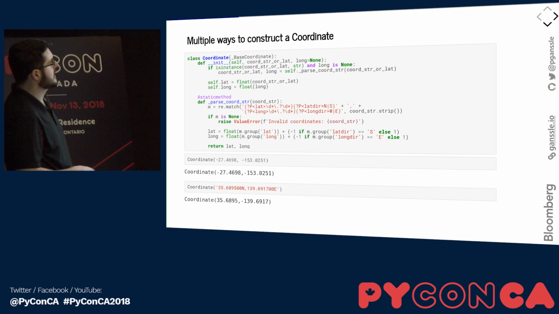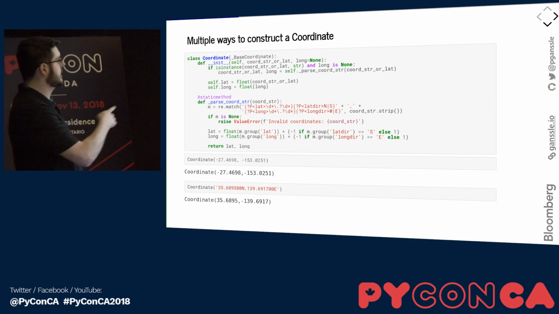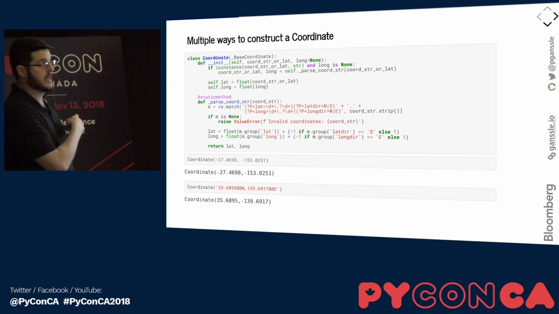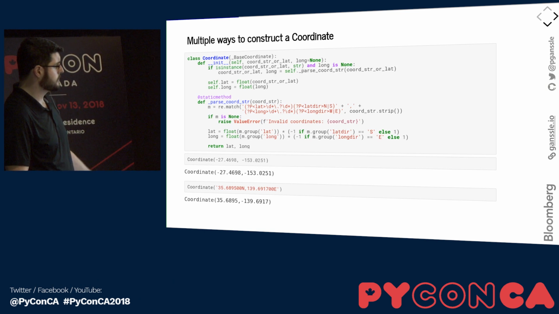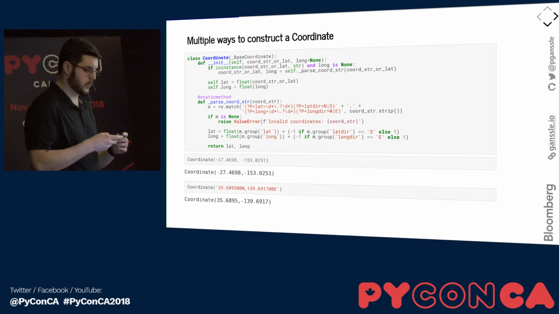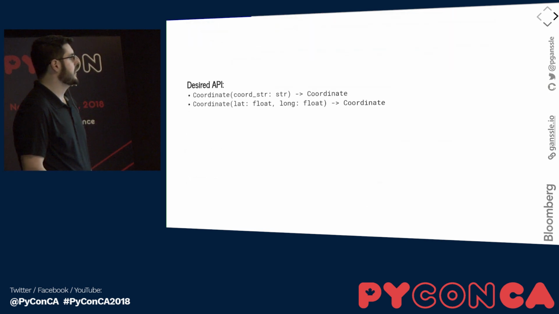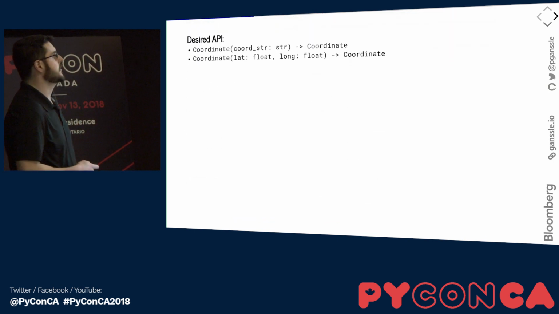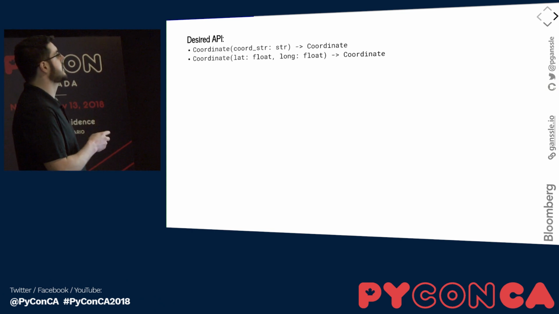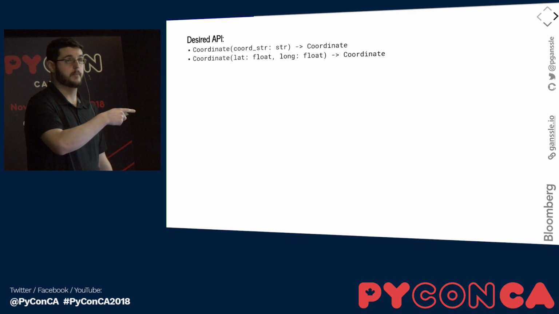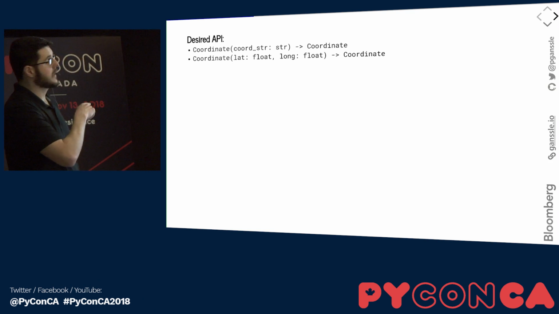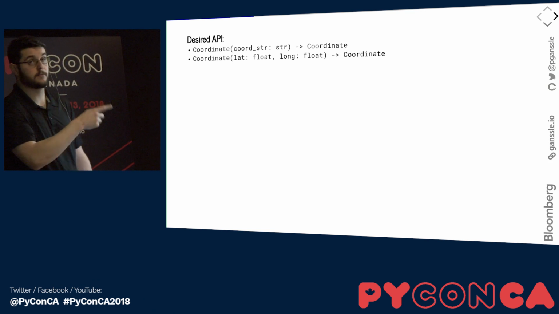I have this little isinstance check, and it works, right? If I pass it 2 floats, it'll give me a coordinate back. If I pass it a string, it'll do this little parsing and give me back the good coordinate, right? But if you notice, when we're thinking about the function signature, the API that I wanted was something like this, where I have a coordinate and it takes a string and it gives me a coordinate back, or I pass it 2 floats and it gives me a coordinate back.